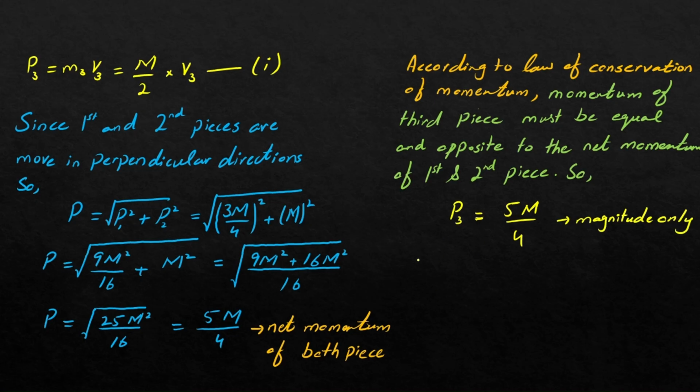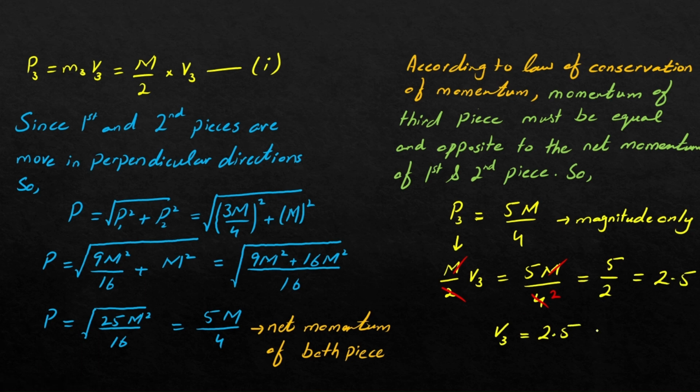Here we ignore the negative sign and take the magnitude only to find v3. By putting the value of P3 in this and cancelling the similar term on both sides, it becomes equal to 2.5. So v3 is equal to 2.5 meter per second.